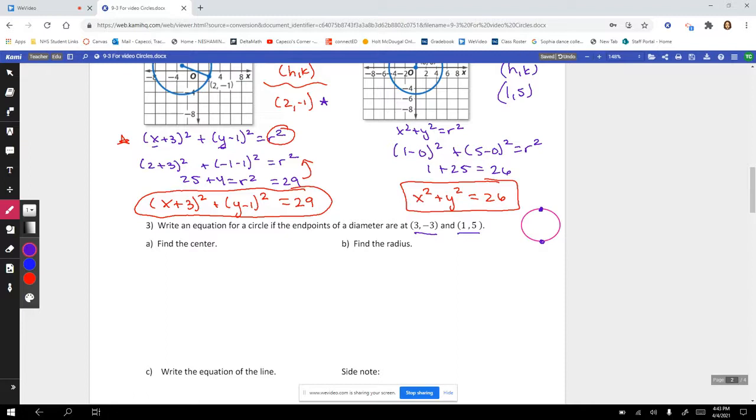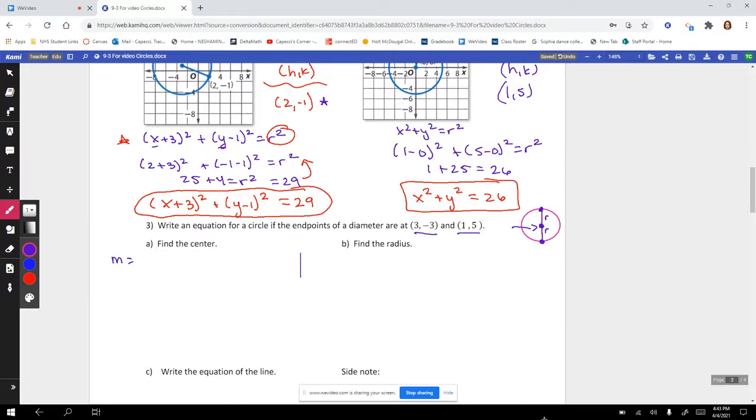Okay, so the first thing I have to do is find the center. Think about this: the diameter goes through the center, and this is a radius, and this is a radius. So when I'm trying to find the center, I'm actually trying to find the midpoint of where those endpoints lie. Okay, so I'm going to use my midpoint formula.